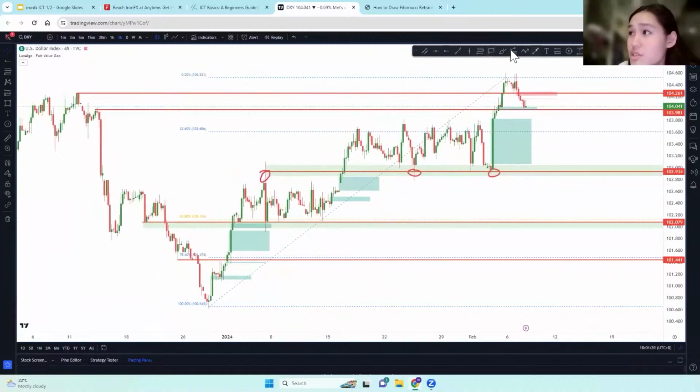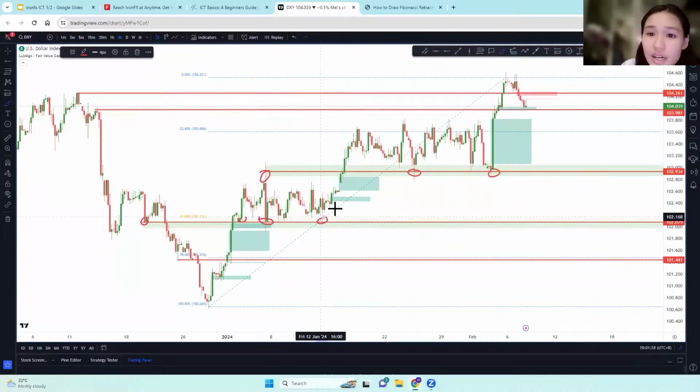The reason I say it's significant is because we have one swing low, two, three, and four levels that are lining up. So we can expect price to be attracted to that area again and then bounce off of it.